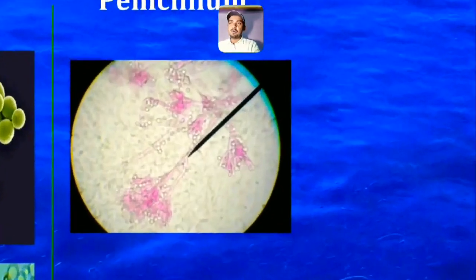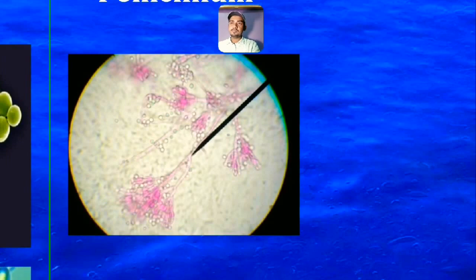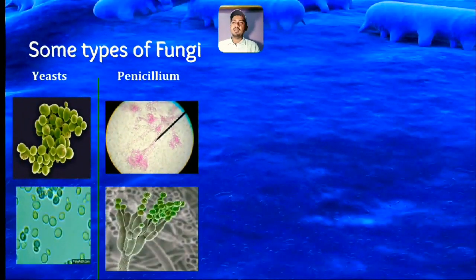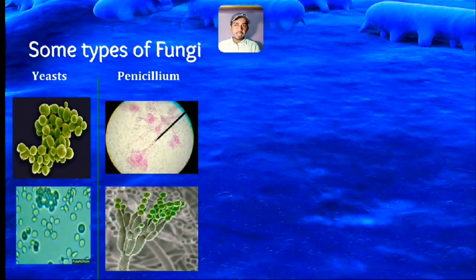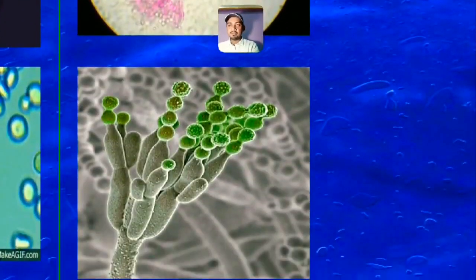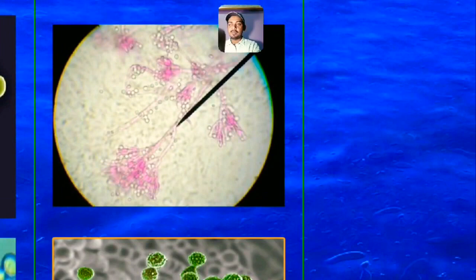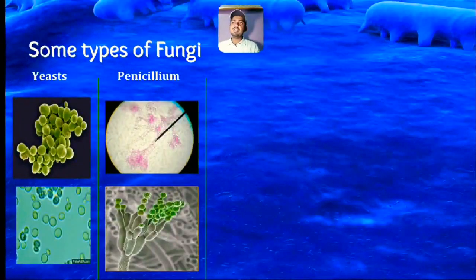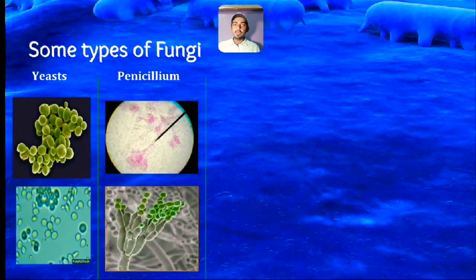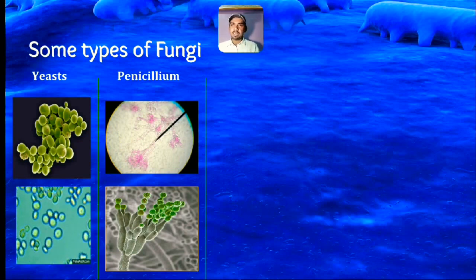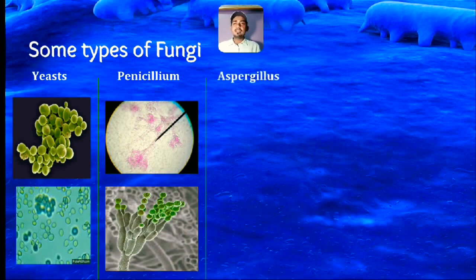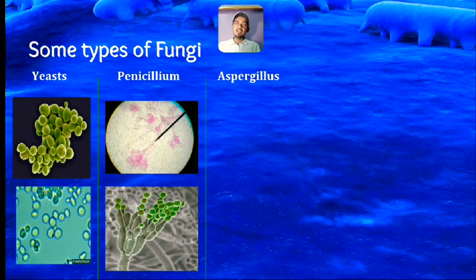This is how beautiful it looks on a microscopic level. This is multicellular. You can see many different cells in this. Here also, these small circles are all cells. So this is multicellular, but still it is microscopic. Very small, can't see with naked eyes. Penicillium. Next example is aspergillus.